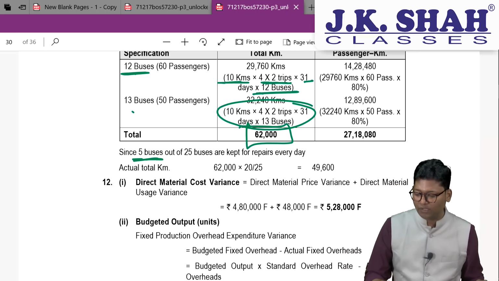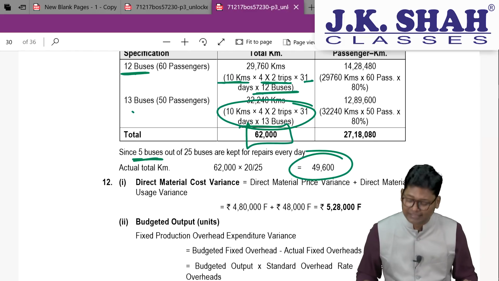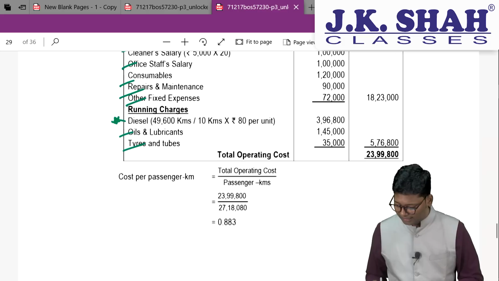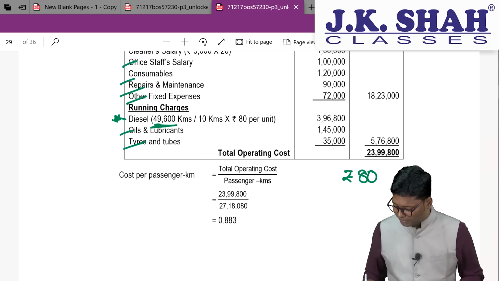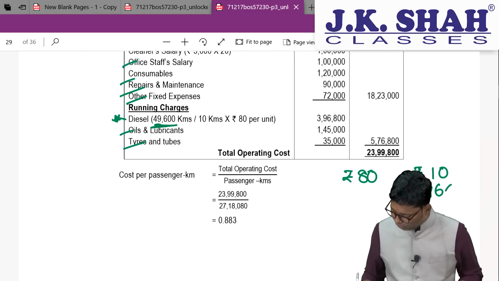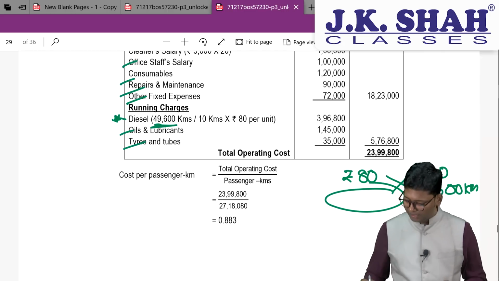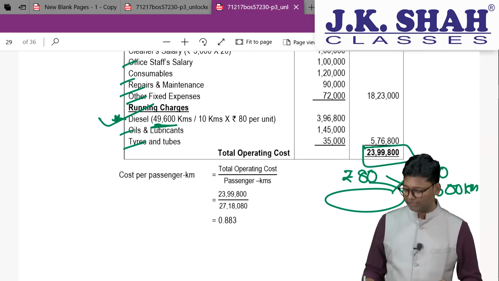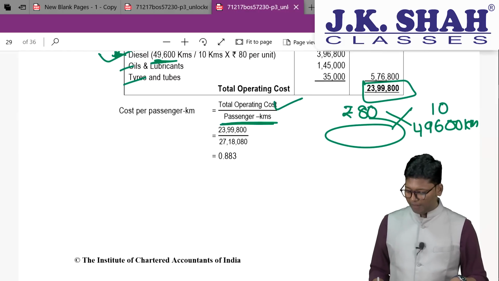I just need to calculate the kilometers for 20 buses, and the 20 buses kilometer is 49,600, and that is why diesel cost is calculated on 49,600. So you are incurring 80 rupees for 10 kilometers. Then for 49,600 kilometers, the cost is computed by simply doing cross multiplication, and total cost is computed. Once total cost is computed, this cost you should divide by passenger kilometer.